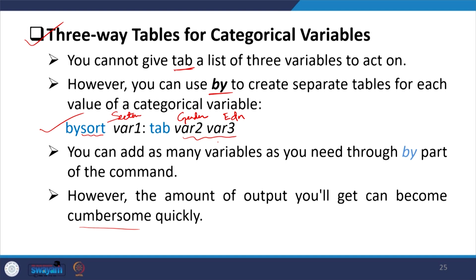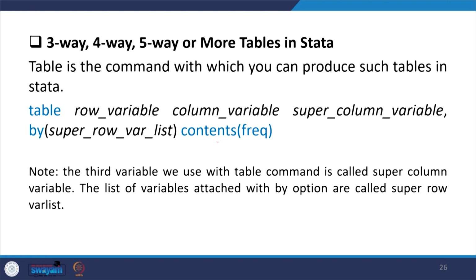Okay, so this is what we have already guided. Similarly, 3-way, 4-way, 5-way and more tables in Stata are possible. Instead of the tab command, you can simply give the table command. The table command is more effective when you have more than 2 or 3 variables. What it takes is your row variable, then the column variable, then your super column variable, and then you can sort it by your super row variable list.